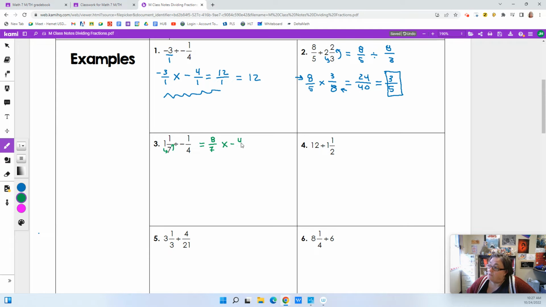So it's going to be -4 over 1. So we're going to go negative. We know right off the bat that it's going to be a negative answer. 8 times 4 is 32. 7 times 1 is 7. And we have -32 over 7. That fraction doesn't reduce. That's our answer. Nothing that goes into 7 is going to equal 32, because the only things that go into 7 are 1 and 7. And nothing times 7 equals 32. So we know we can't reduce it.